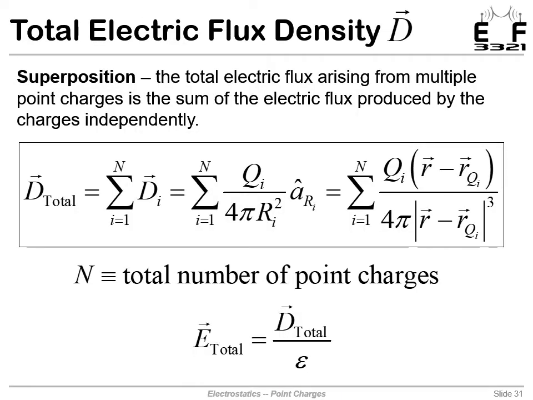So it turns out, because everything is linear, the field obeys something called superposition. So if we have multiple charges, what we can do is calculate the electric field at our observation point due to each of those charges individually, and when we're done, add the results.